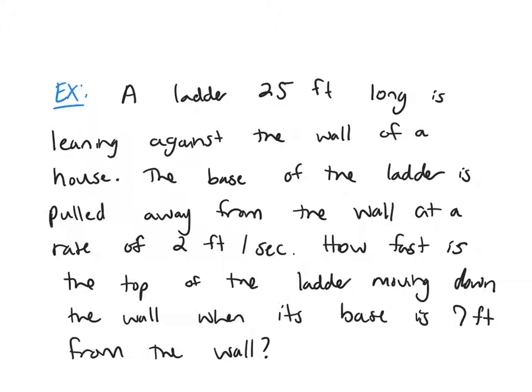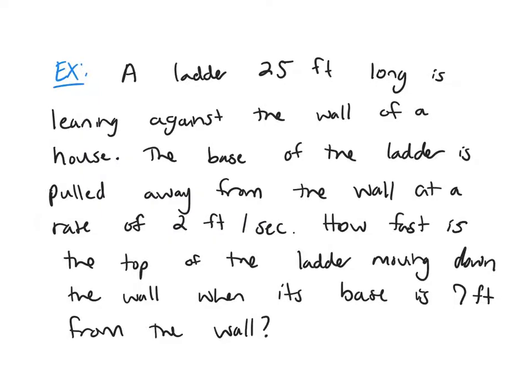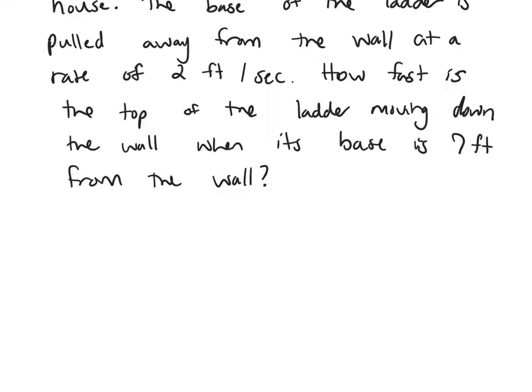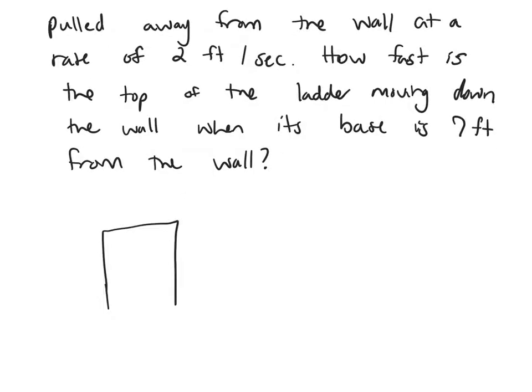So here for this problem, I'm not given a picture, so we need some kind of picture going on here. So let's draw one. Let's say here I have a building, and on the side of that building is the wall, and there's a ladder that's leaning against this wall here. Here's the ground. And there I have a right triangle.